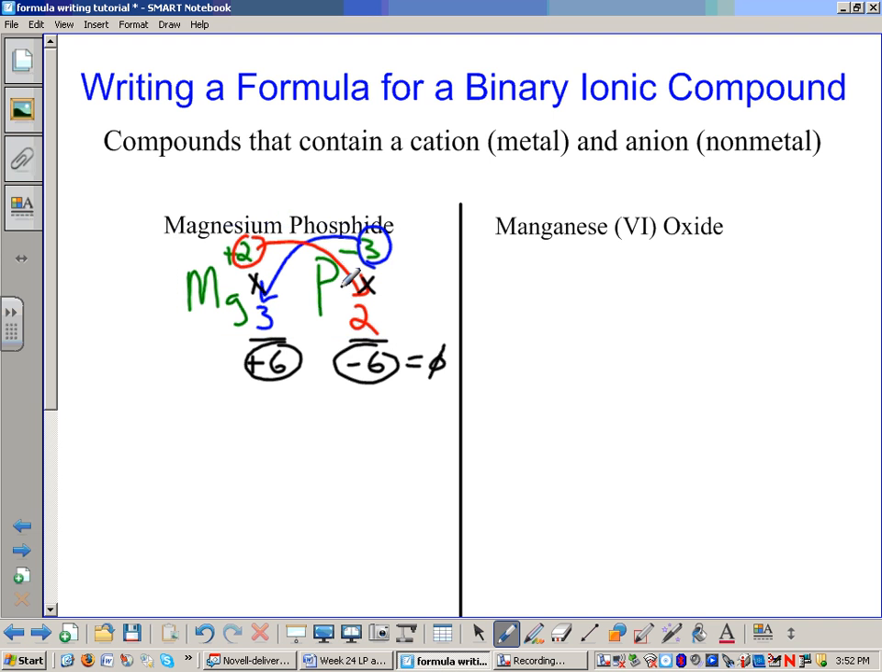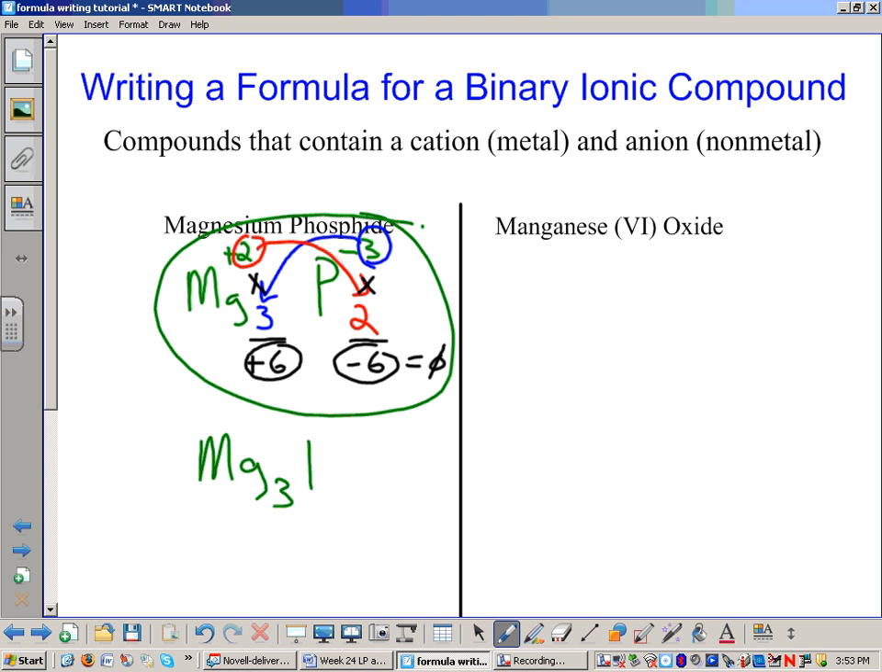Now we need to look at it. Let's clean it up. Get rid of all this junk. We need to make this nice and neat. How do we do that? Get rid of the charges, Mg3P2. That, my friends, is a very nice, balanced, correct ionic formula. Magnesium phosphide.